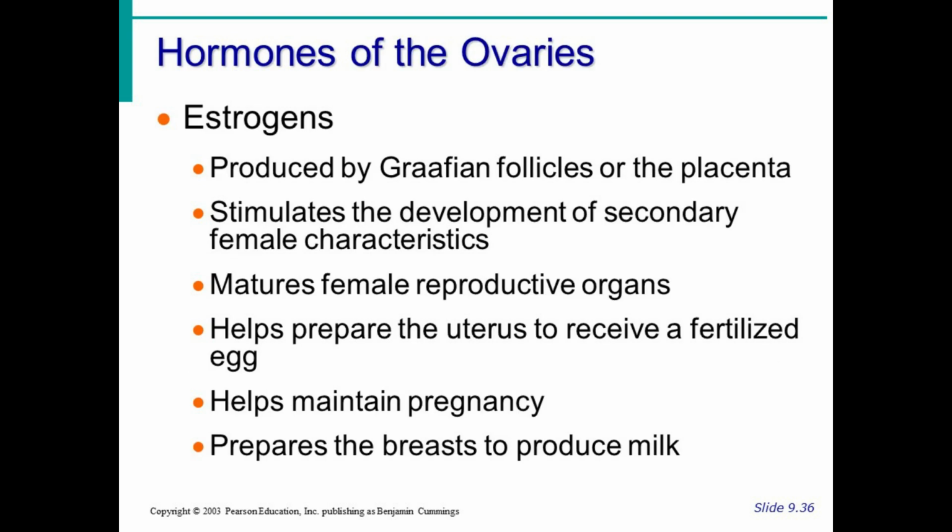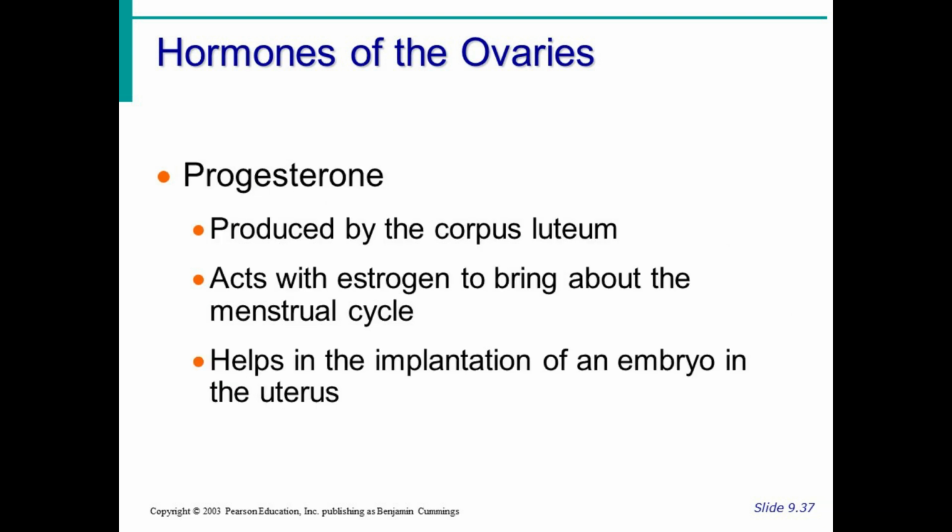Ovaries and testes will be discussed in the reproductive system, but the hormones that are produced in the ovaries are estrogen and progesterone. Estrogen is produced by the Graafian follicle or the placenta. It stimulates the development of the secondary female characteristics and mature female reproductive organs. It helps prepare the uterus to receive a fertilized egg, helps maintain pregnancy, and prepares the breast to produce milk together with your prolactin. Next one is your progesterone. It is produced by your corpus luteum. It acts with estrogen to bring about the menstrual cycle.